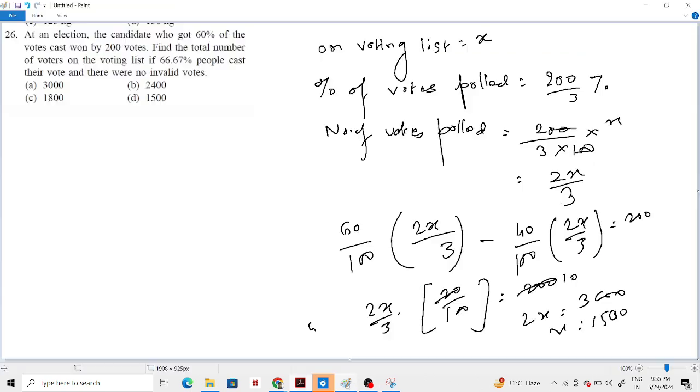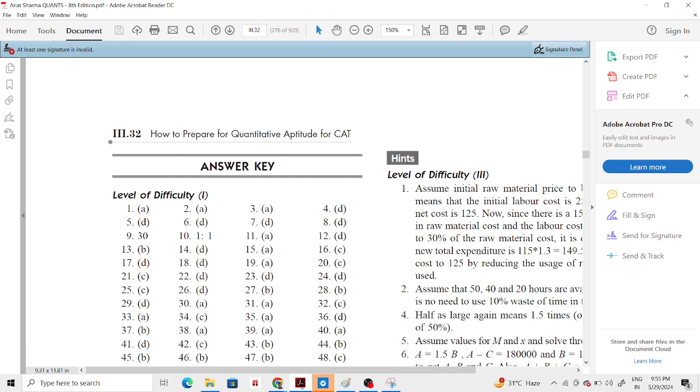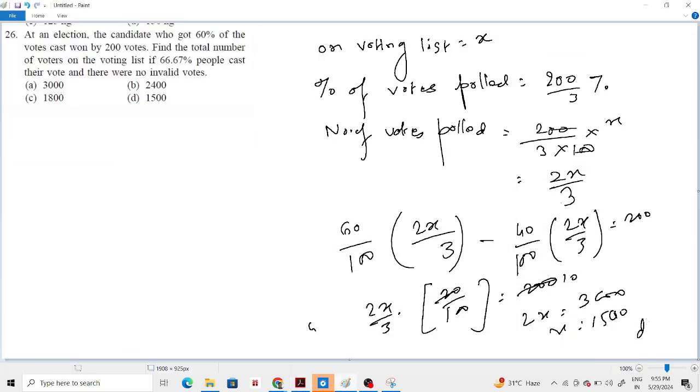So here 66.67% means 200 by 3%. So the answer is D. With X it is pretty easy, it's not difficult, if you don't fall into the trap of this one.